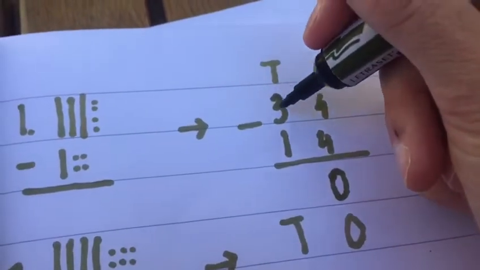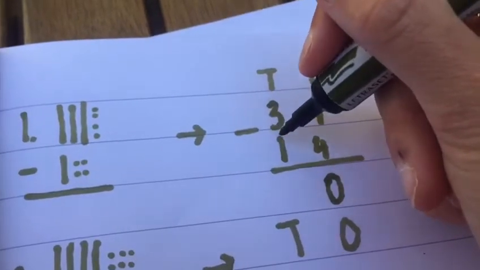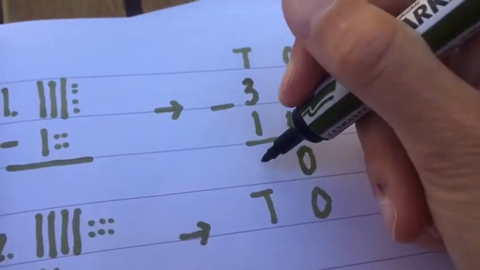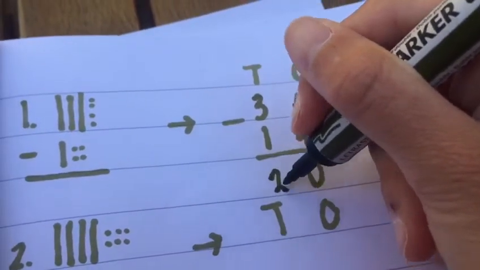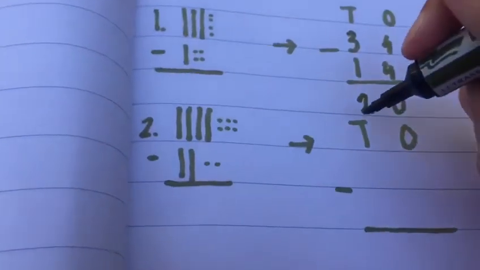Subtracting our tens, going downwards in our column, 3 tens take away 1 ten, which is the same as saying 30 take away 10, which gives us the answer 20, or 2 lots of 10. So 20 is our final answer. That's our final answer right there. Let's try again with this one here.